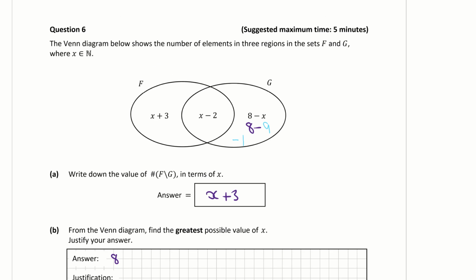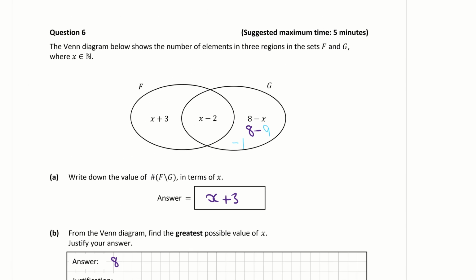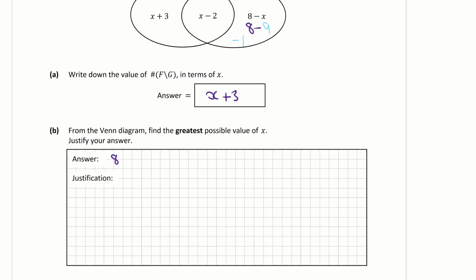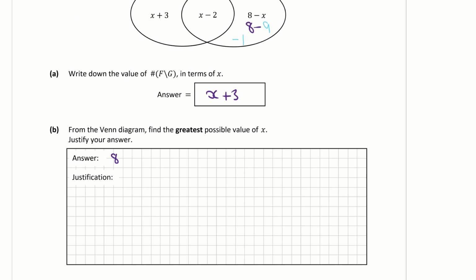And if you come back up to the top here, it tells us in the question that x has to be an element of n, which is natural. So it has to be 1 or bigger. So the biggest number that x can be is actually 8.